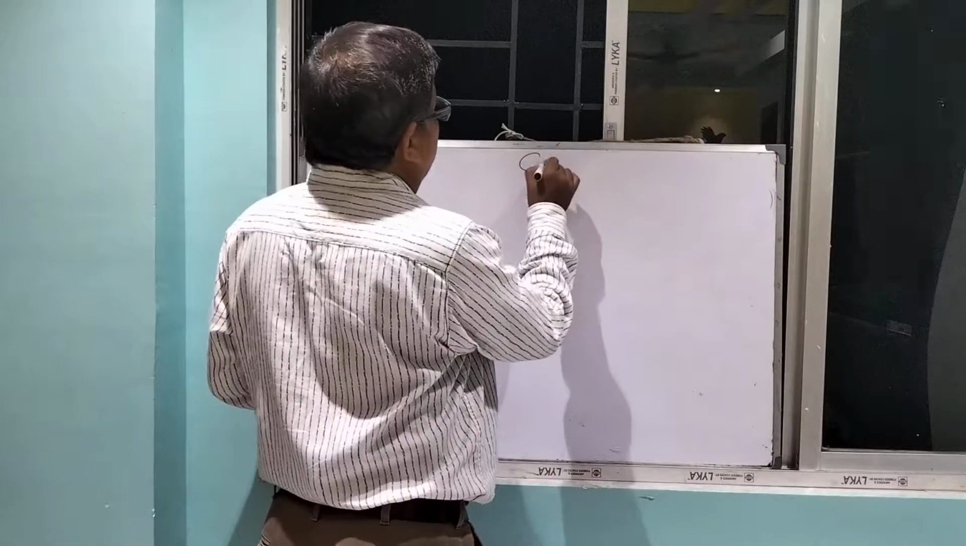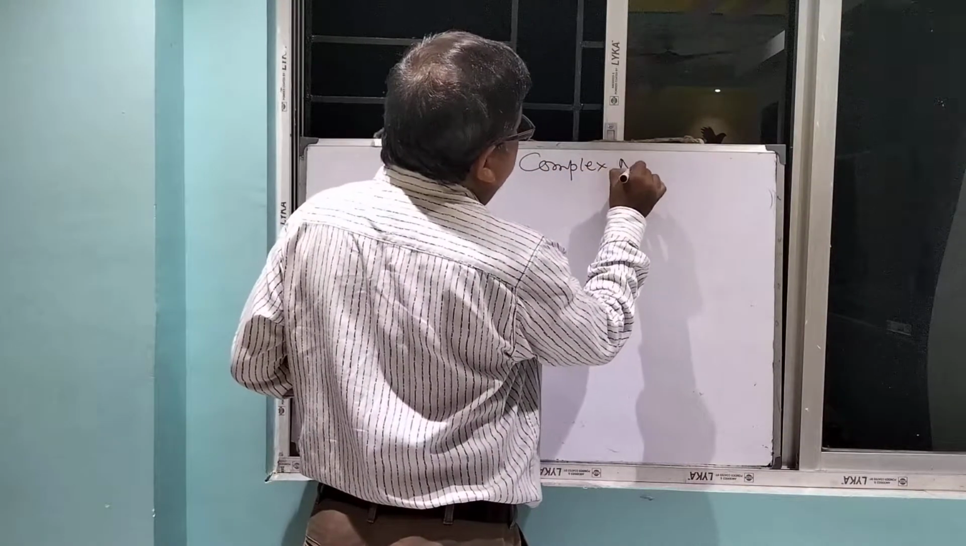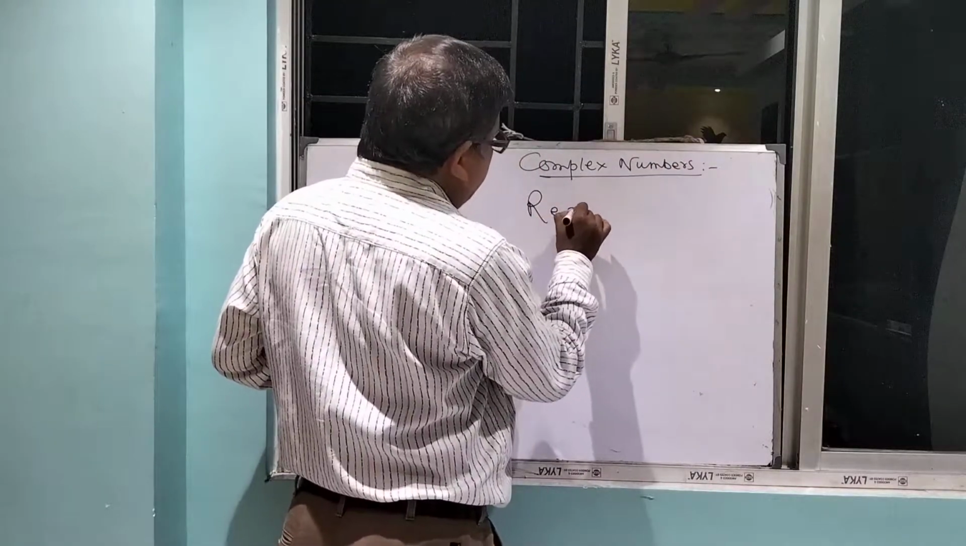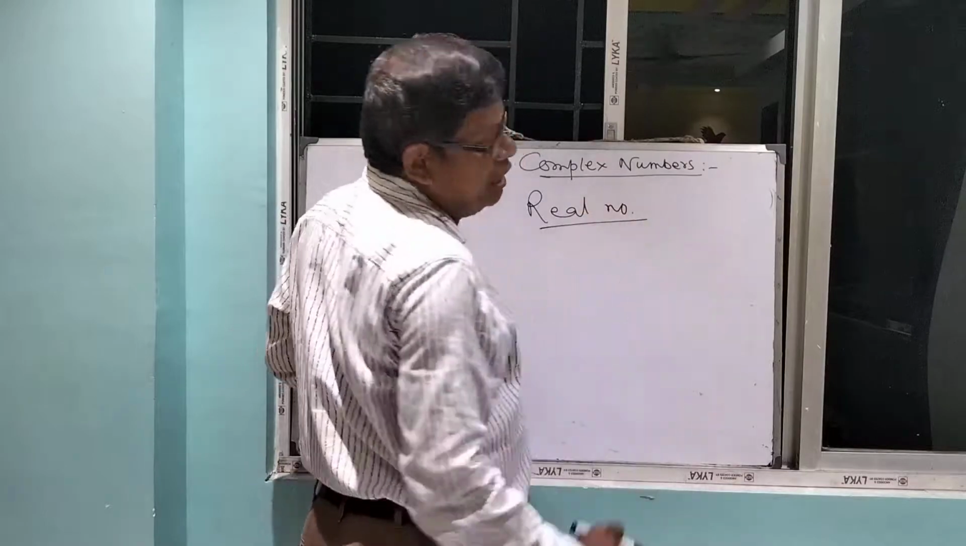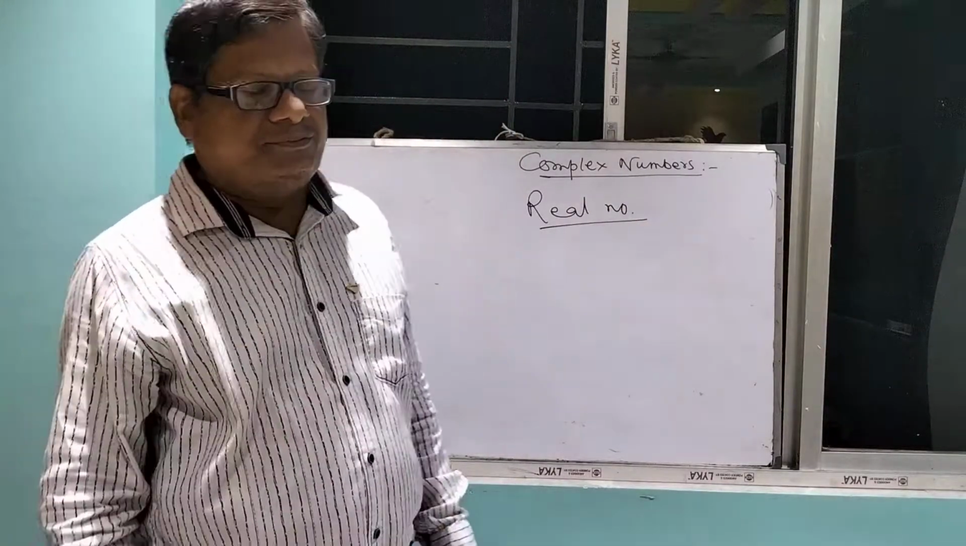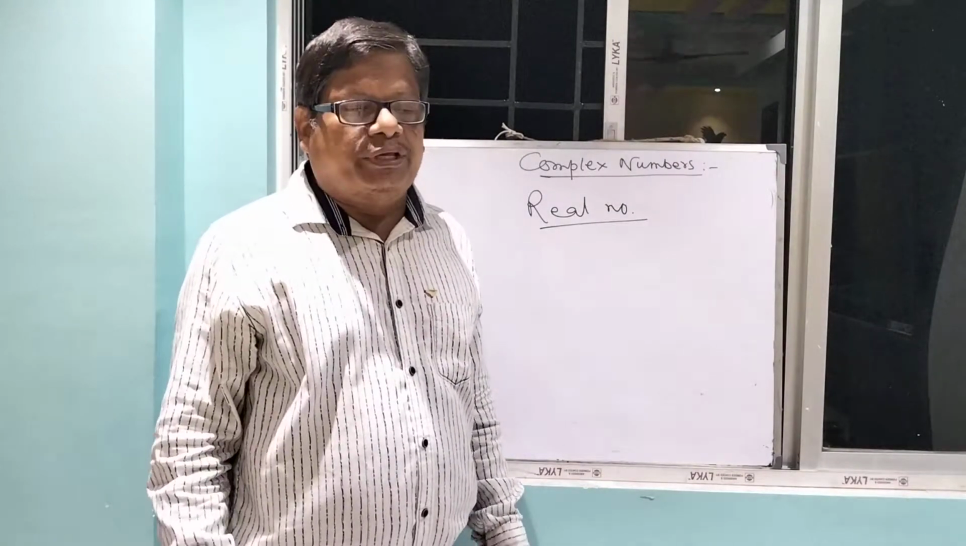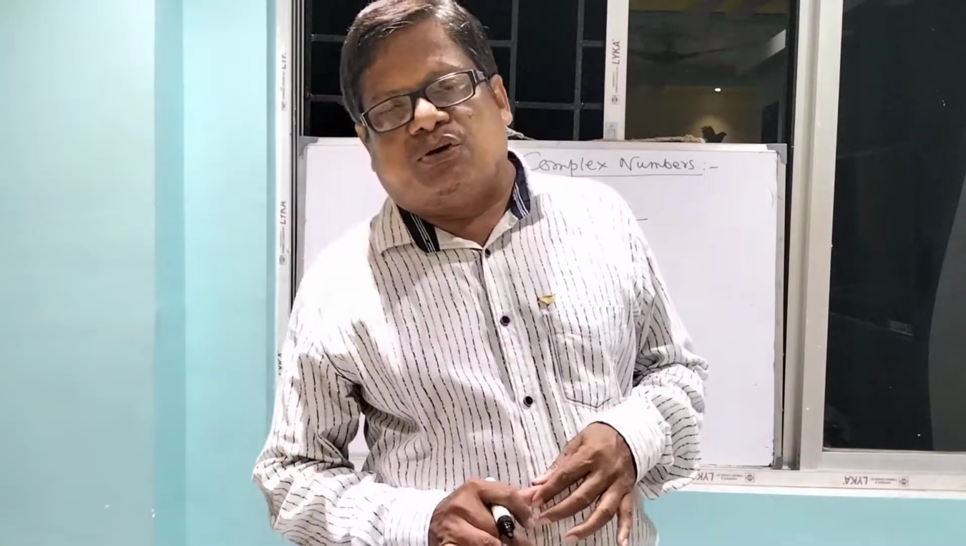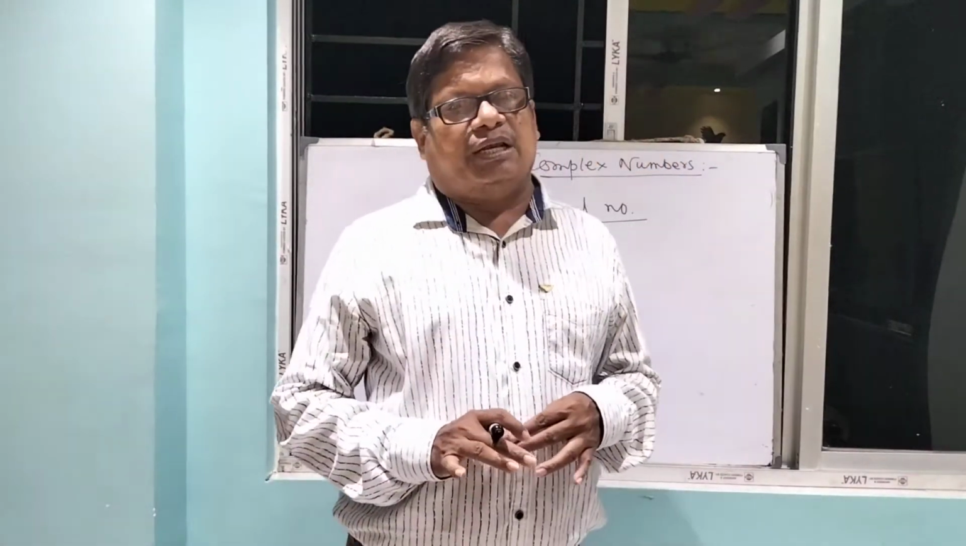Now I am discussing complex numbers. All of you know real numbers. What is a real number? Now I am adding complex numbers. Real numbers are denoted by the symbol R. So what is a real number? A number whose square is always positive is called a real number.